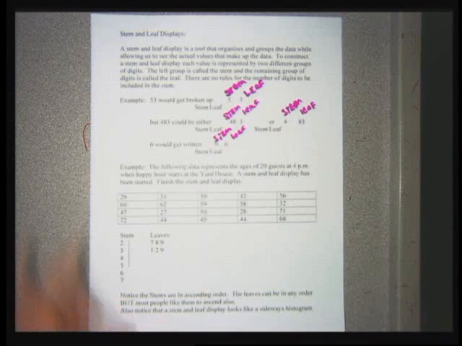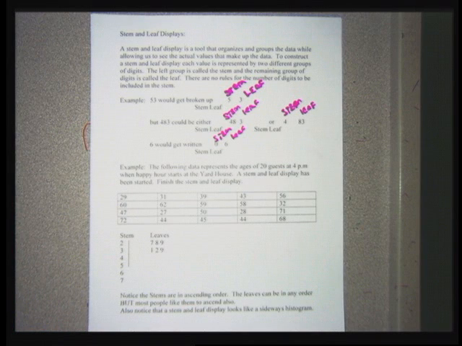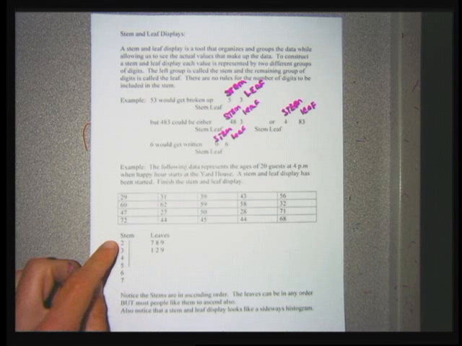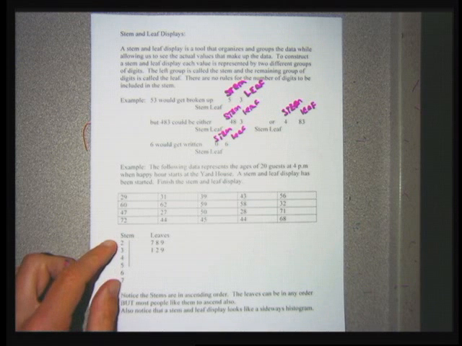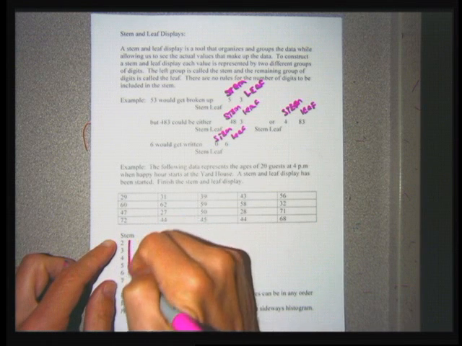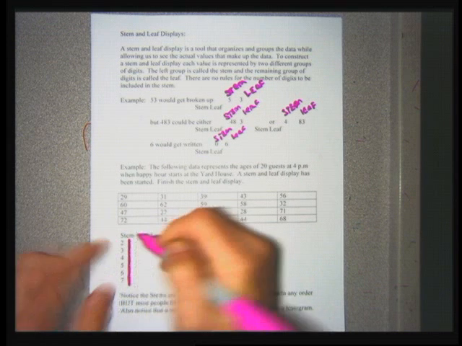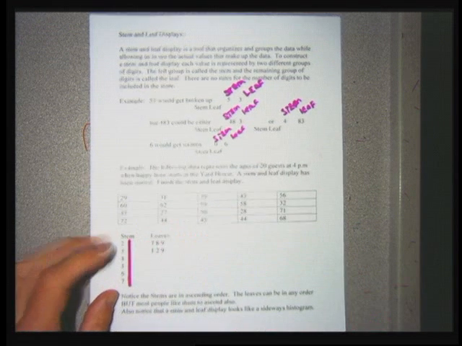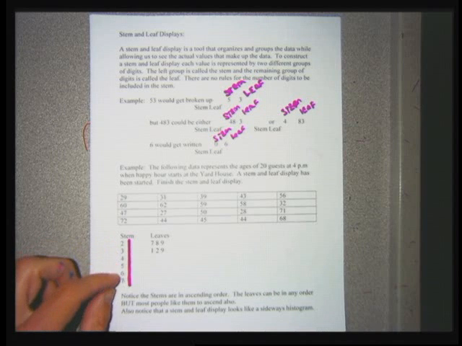And this problem here is a bunch of data. 20 people at the Yard House were asked how old they were, and this is the list of information. And then I said, make a stem and leaf plot. I looked at the information. The smallest number I saw was 20-something. The biggest number I saw was 70-something. And I made a column that I called STEM for people in their 20s, 30s, 40s, 50s, 60s, and 70s.